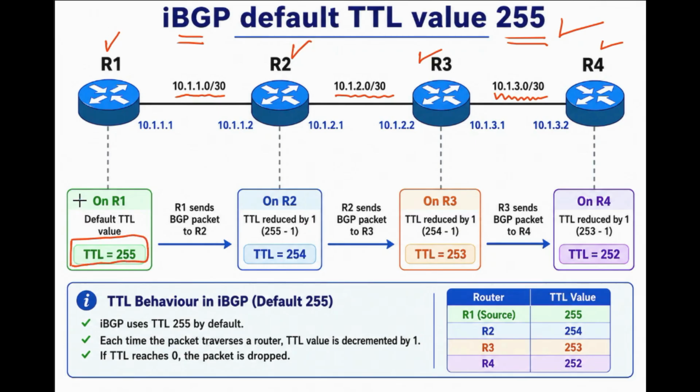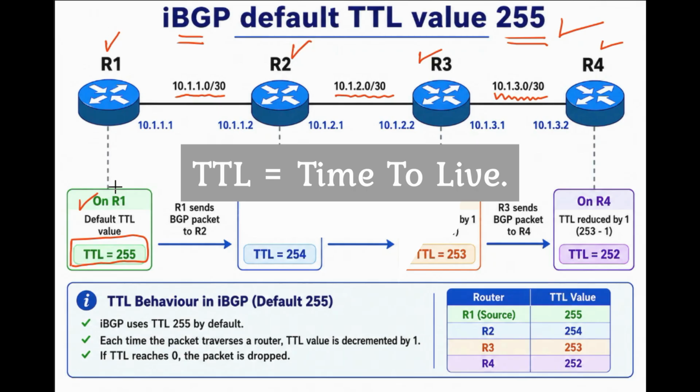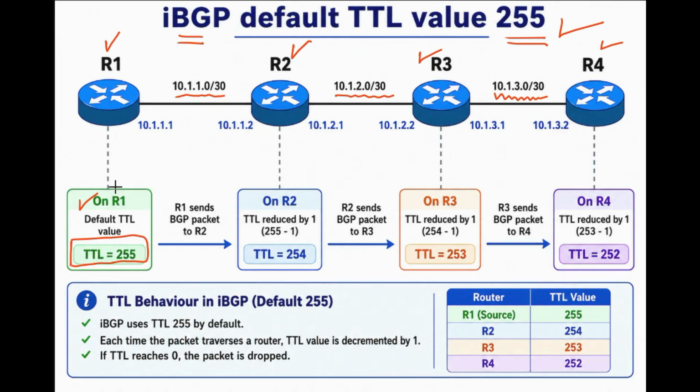Please remember, TTL stands for time to live. It is an 8-bit field inside the IP header. The maximum possible value is 255. You cannot have a value greater than 255. Its purpose is to prevent packets from looping forever inside a network. Every layer 3 router decreases the TTL value by 1. So when TTL reaches the value 0, the router discards the packet and usually sends an ICMP time exceeded message. So let's start discussing more on this topology.